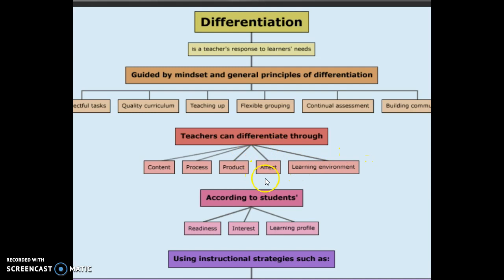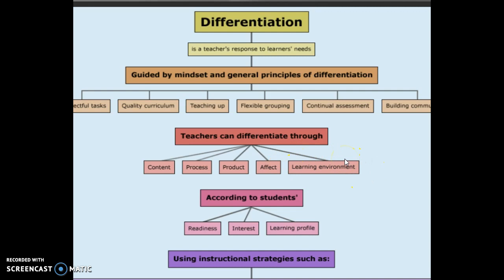So affect is dealing with feelings and emotions. So how students are feeling in the classroom, how are they responding? What is their comfort level? And these two kind of tie in together, affect and learning environment.